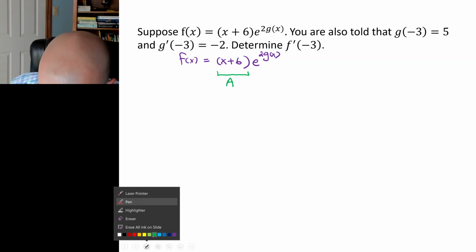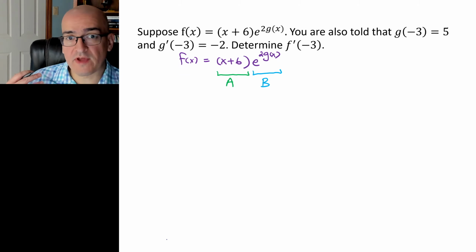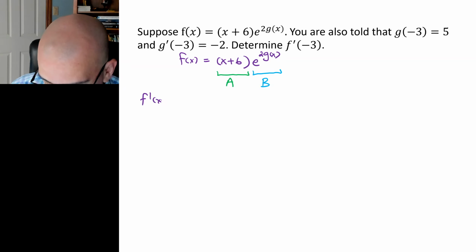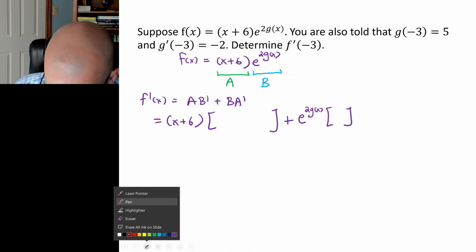I'm going to call x plus 6 a. I'm going to call e to the 2g of x, and I'll call that b. So the most important thing to recognize in this example is that this is a product rule, and we have to start that way. So f prime of x is a b prime plus b a prime. I'll leave some spaces for things. We have x plus 6 for a. I'll leave a big box for b prime, plus b is e to the 2g of x. And I'll leave a smaller box for a prime, just look based on what a prime is equal to.